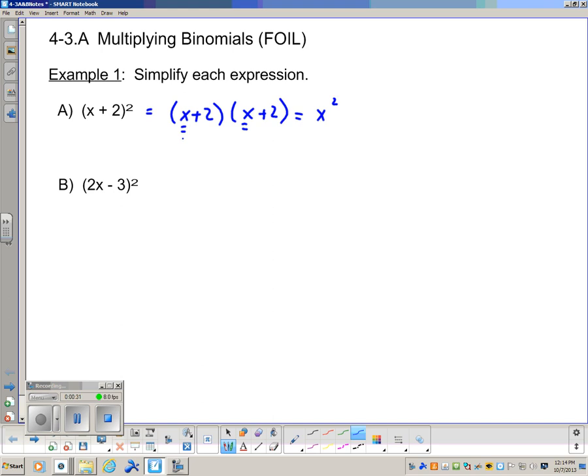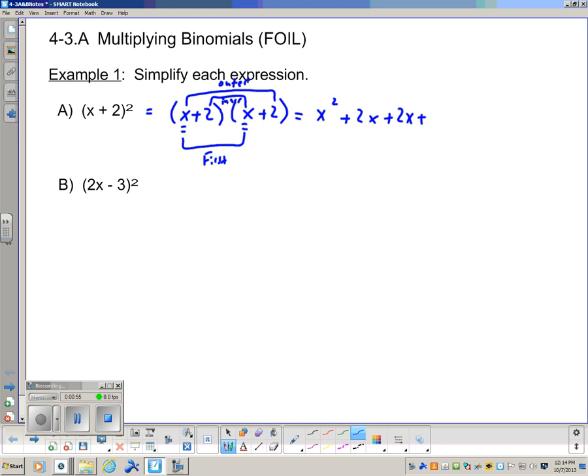That's first. So these guys are first terms. And then the outer guys are the ones on the outside, so that's these two. And then the inners are these two in here. So on the outside, outer, inner. So on the outside there, those are 2x. On the inner, those are also 2x.